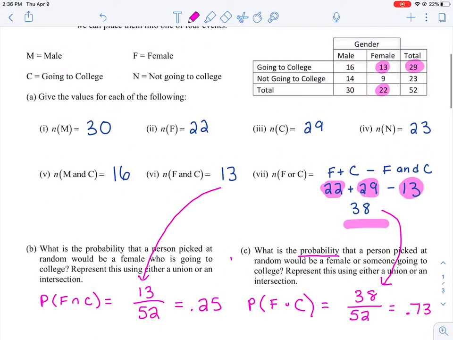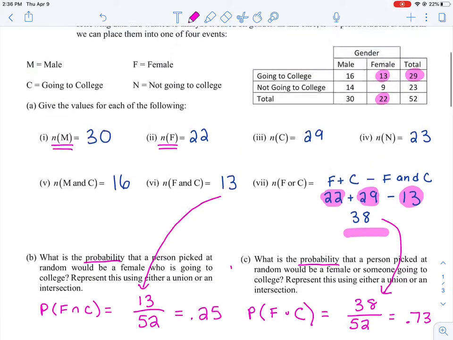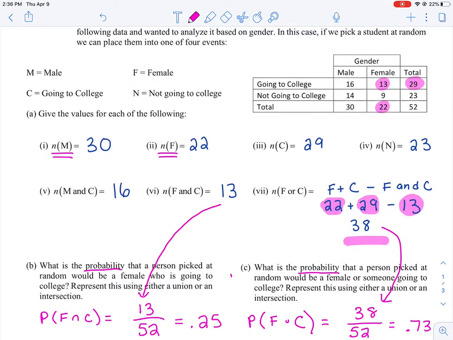So the major difference between parts A and then B and C is the notation. Part A asked how many. So what is the number of males? What is the number of females? And in B and C, we're asking for the probability of this happening. So when I'm finding a probability, I'm just dividing by the total. And in our two-way frequency table, our total is this bottom corner number.